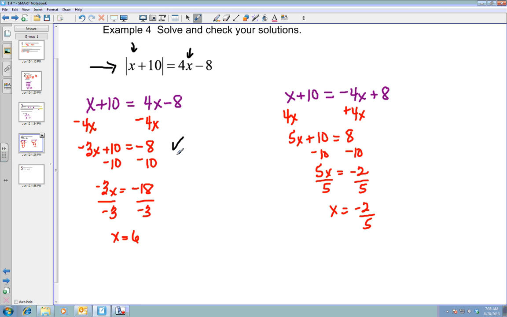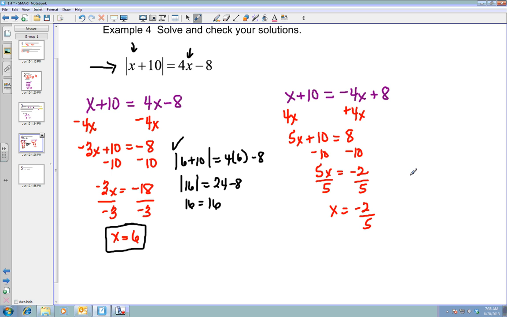So I have absolute value of 6 plus 10 equals 4 times 6 minus 8. So I have absolute value of 16 equals 24 minus 8. Absolute value of 16 is 16. 24 minus 8 is 16. So I know that's a true equation, so I know that 6 definitely works.